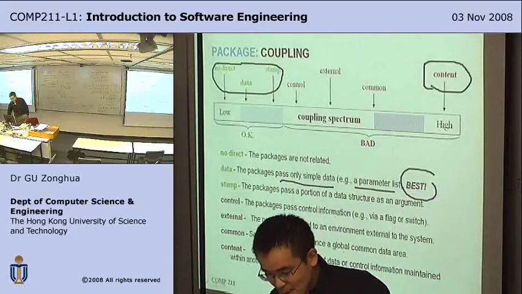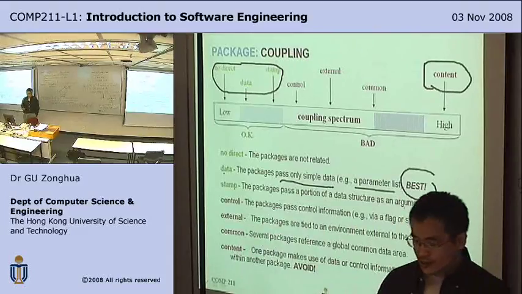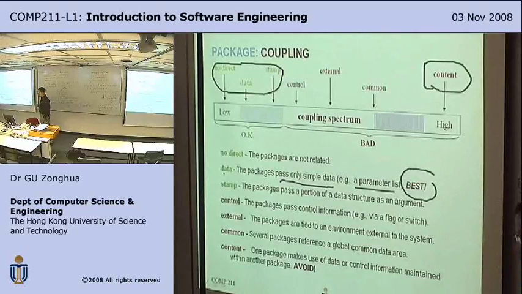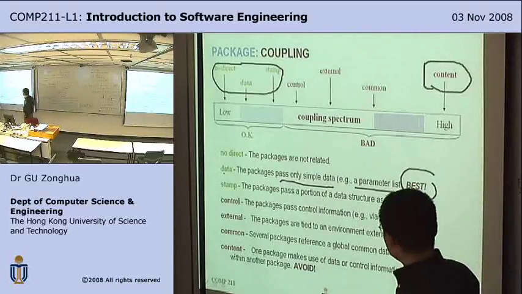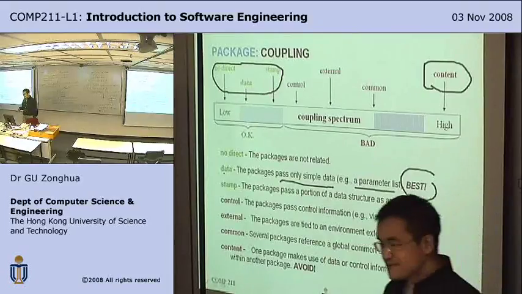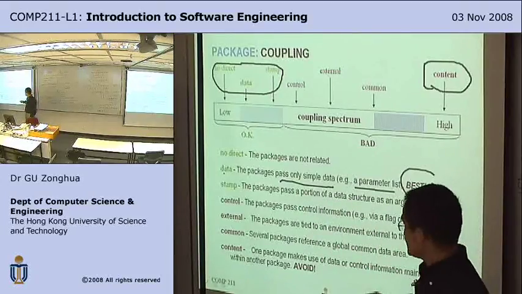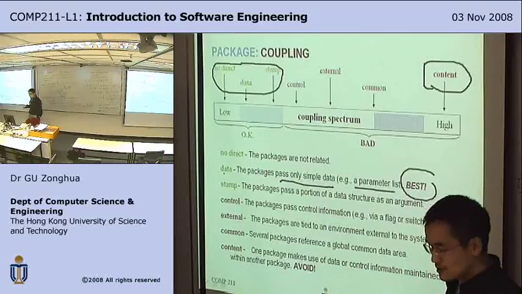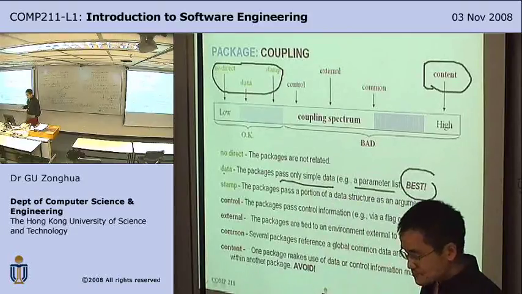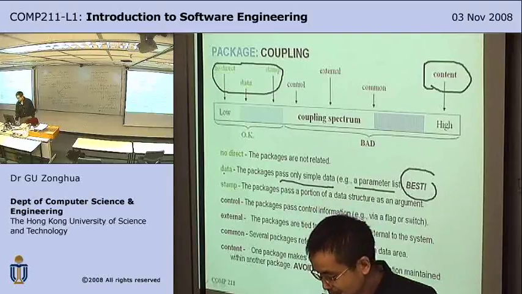But for, say, data coupling, where the packages only pass a parameter list as defined in the operation signature, you can feel free to modify a package as long as you keep the interface constant. Or even if you change the interface, you only need to modify small parts of the other package.